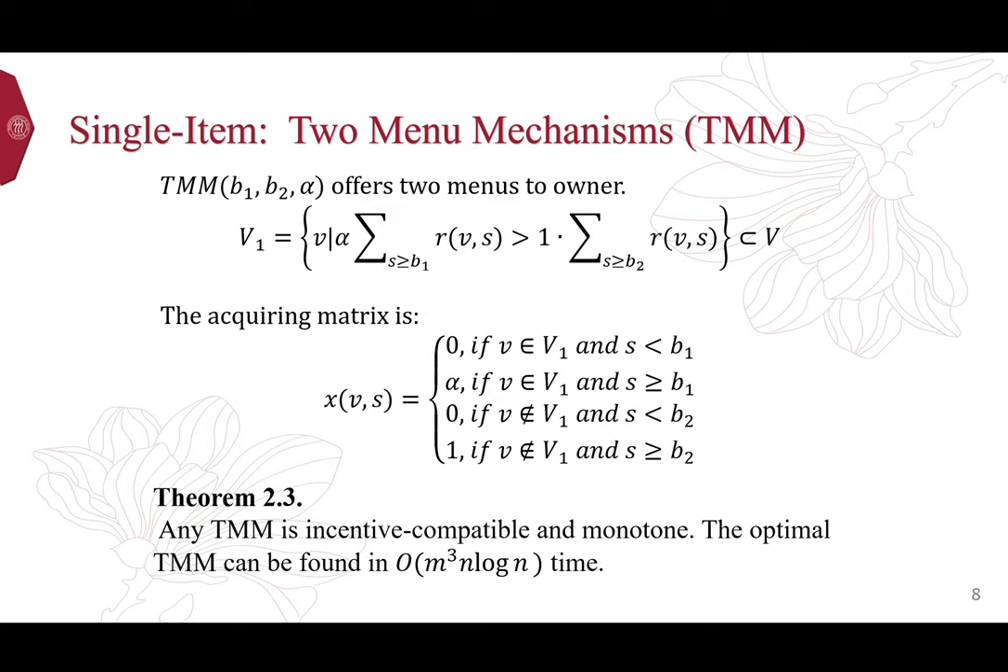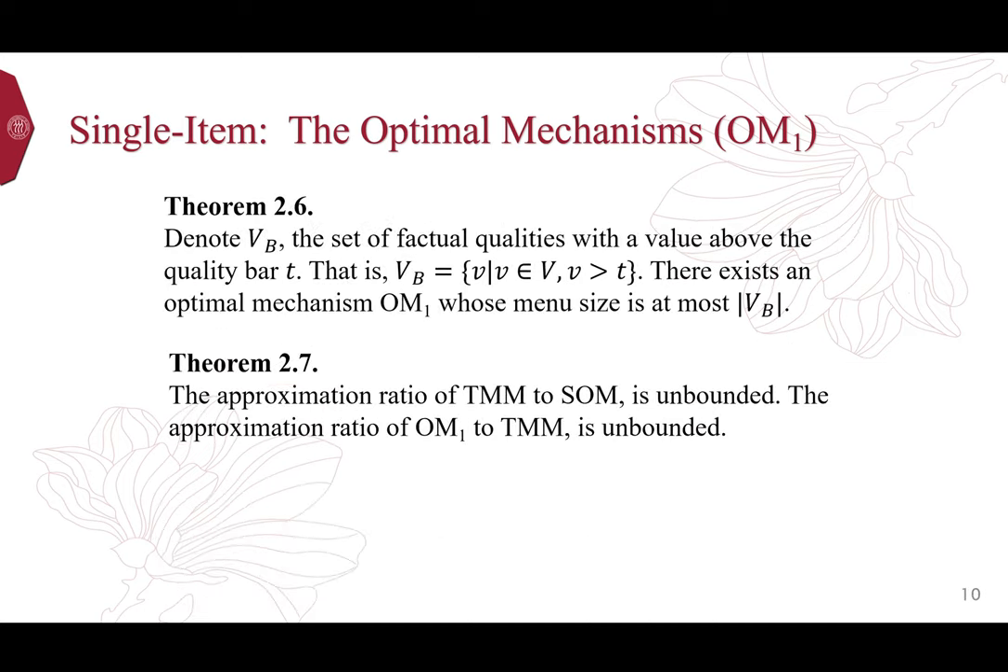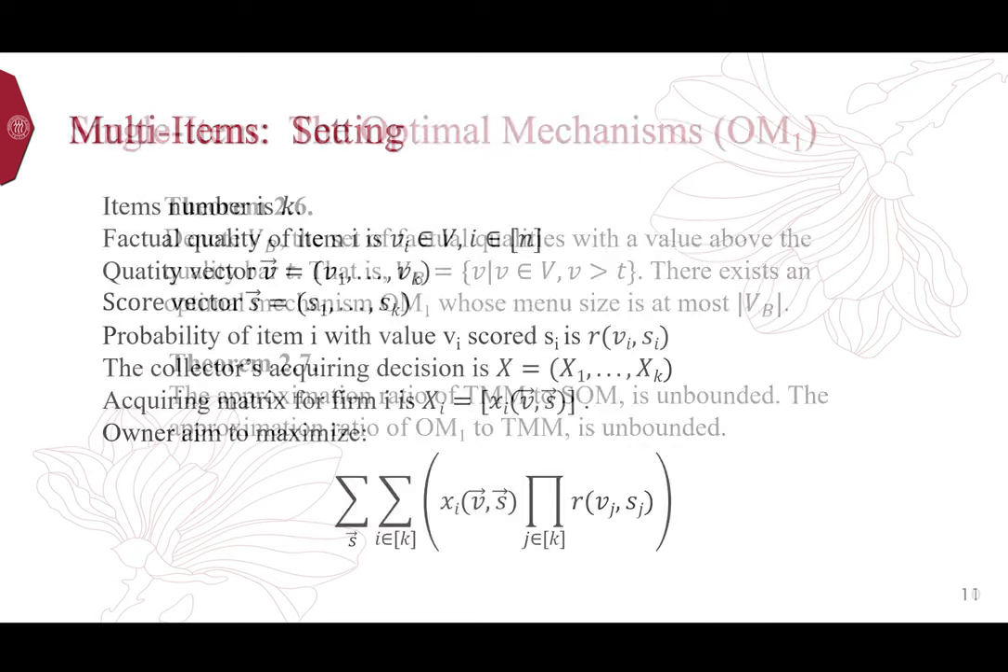In this page, we present a randomized mechanism called two-menu mechanism, which offers two options to the owner. If we further relax the menu size, we can drive the optimal mechanism by solving a linear programming. The OM1 could work with a menu size of VB.